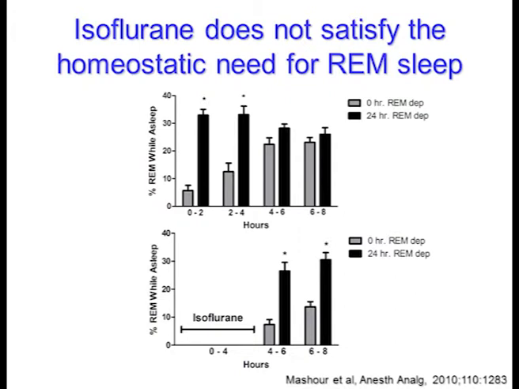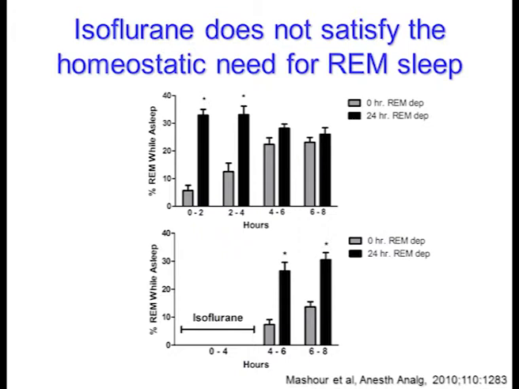And what you can see is that the animals that are REM deprived in black have this big increase in REM sleep. That's REM rebound and is to be expected. Now that REM debt gets discharged within the first 4 hours, because you can see the subsequent 4 hours, they're not different between the non-deprived and the deprived group. So now let's look at the situation with isoflurane.